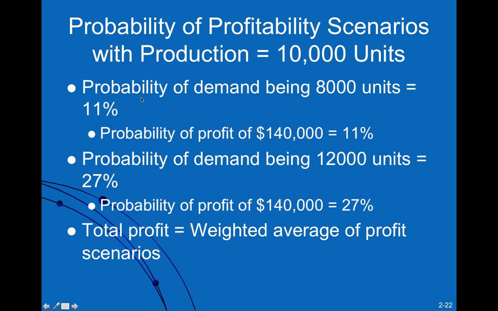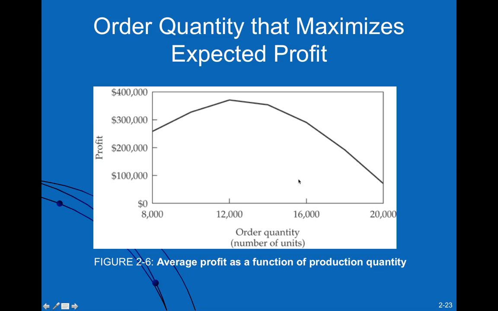But this is just showing us for different scenarios what the profit levels would be. So for example, if the demand was 8,000 units, then you could make a profit of 140,000 with an 11% probability. If the demand was say 12,000 units with a probability of 27%, then you could make a profit of 140,000 with 27% probability. So the total profit that you get is the weighted average of all of those profit scenarios, which I showed you in that formula earlier.